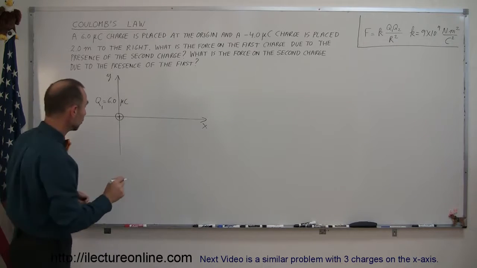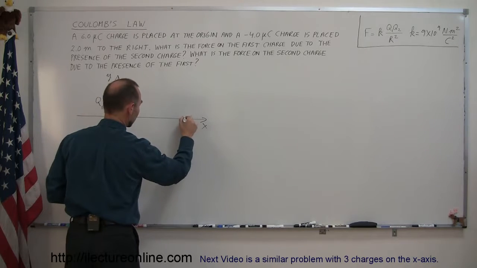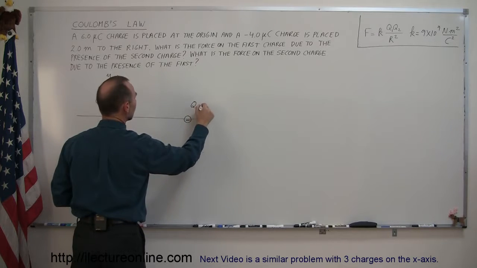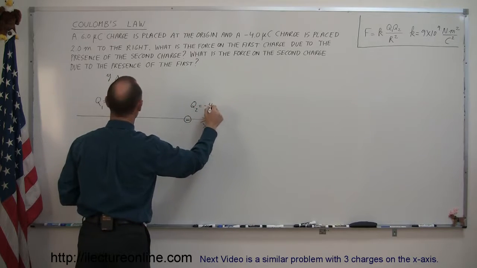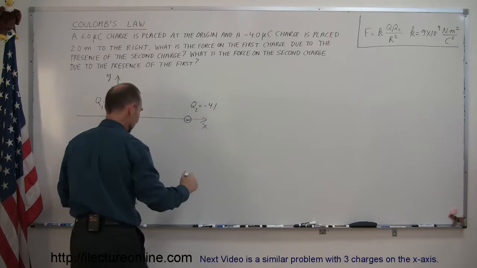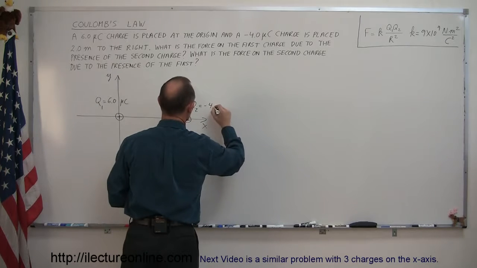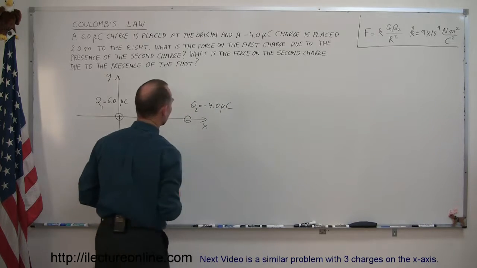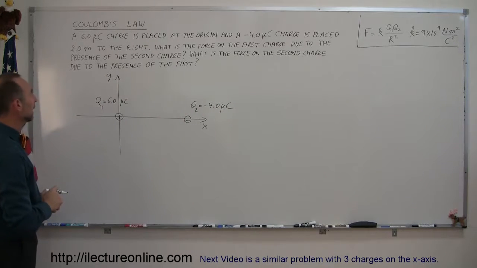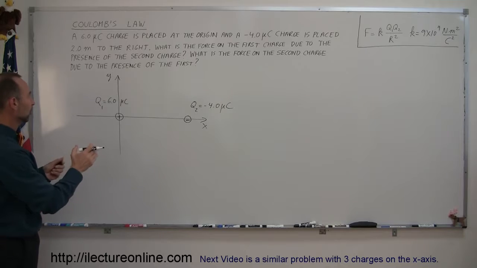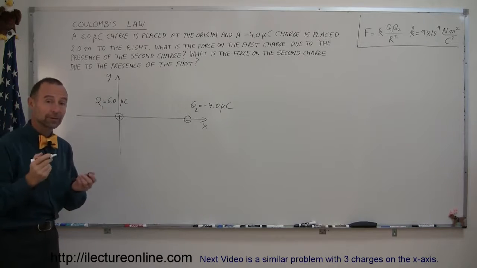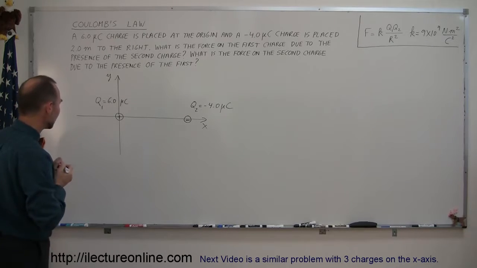Then it says we have a second charge to the right, so we place a second charge here. Now that's a negative charge, and we call that Q2, and that's equal to minus 4 microcoulombs. And now I should say minus 4.0 to be a little bit more accurate. Microcoulombs, there we go. And we need to find the forces on each other due to the presence of the other charge. So how do we do that?